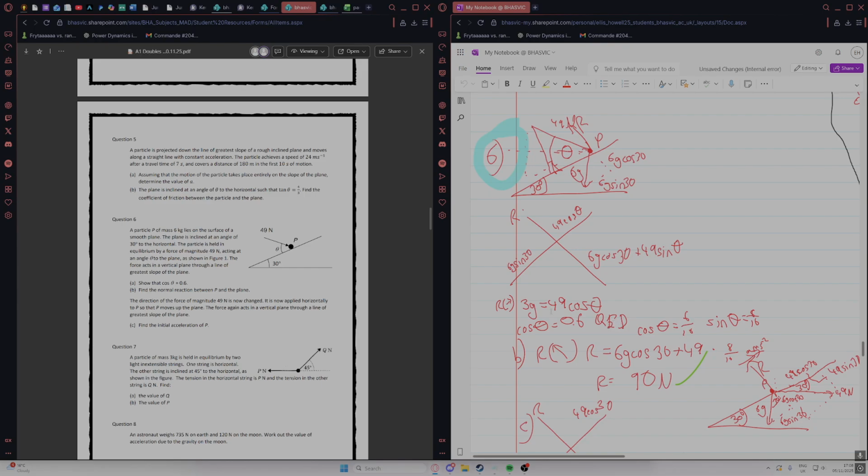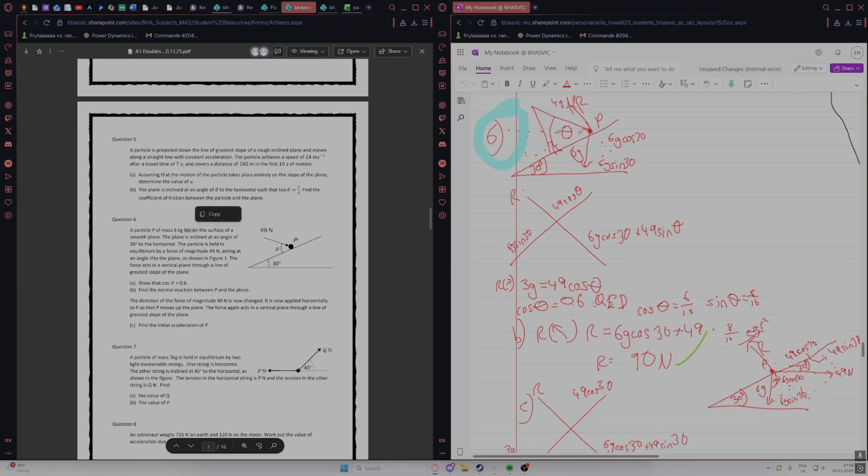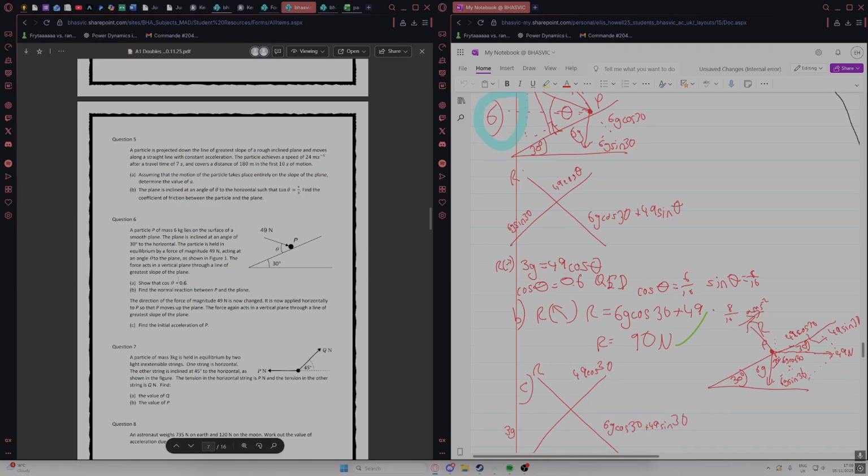And then you realize that 3g is just 6g sine 30, and we can set them equal to each other, because when you're resolving parallel to the plane, going down is 6g sine 30, up is 49 cos theta, and it's standing still. It's not moving, so you can just set them equal to each other, solve for theta, and you get what it tells you on the plane.